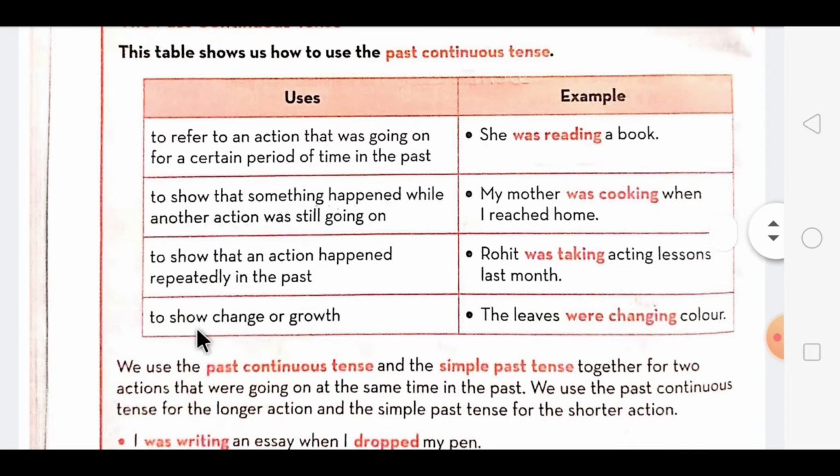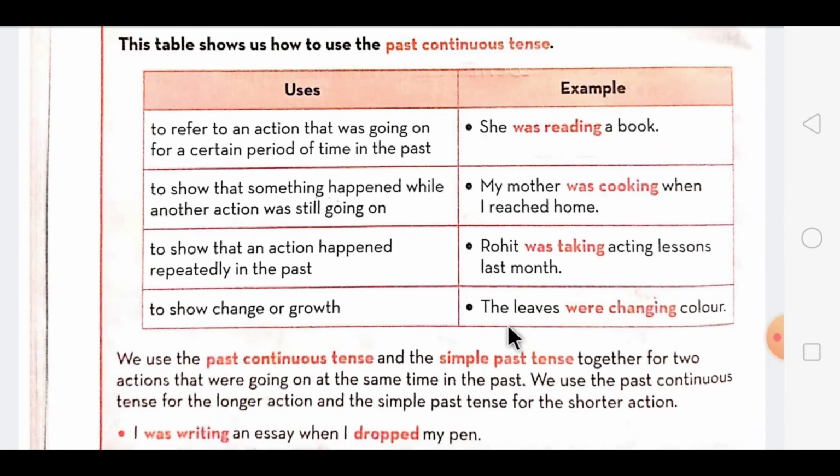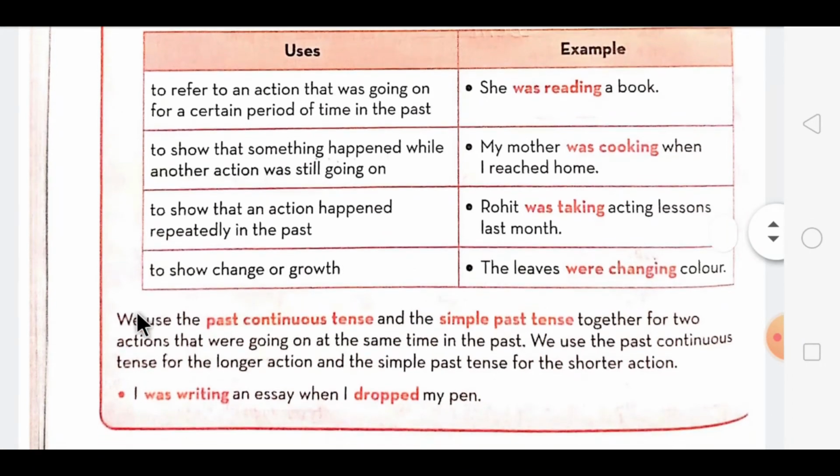And the last one to show change or growth means the leaves were changing colors. जो growth हो रहा है तो changes हो रहे हैं उस बारे में बताने के लिए we use the past continuous tense. Then dear students, we use the past continuous tense and the simple past tense together. कभी कभी ये दोनों tenses हम साथ में use करते हैं for 2 actions that were going on at the same time in the past. जब 2 एक्शंस हो रहे हैं भूतकाल में तब ये हम दोनों टेंसेस साथ में यूज़ करते हैं. We use the past continuous tense for the longer action. हम पास्ट कंटिन्यूस टेंस कब यूज़ करते हैं?